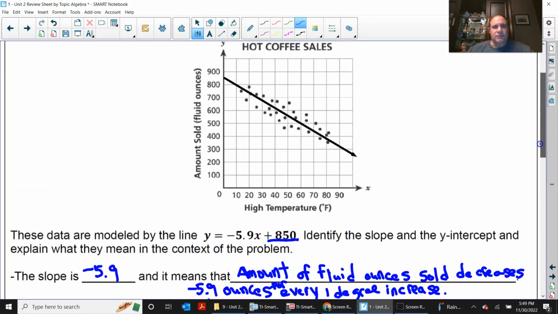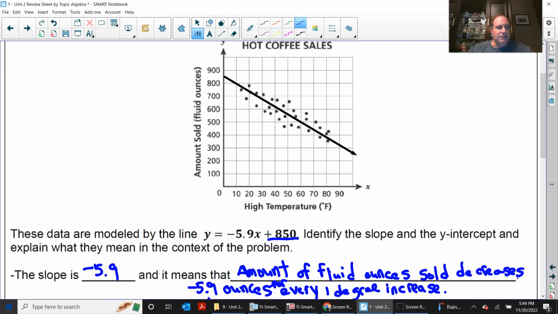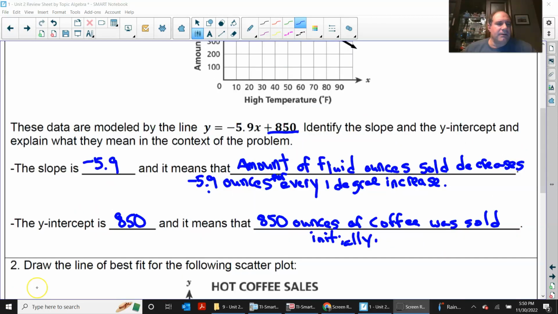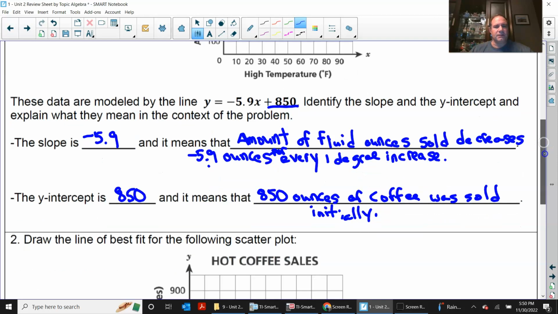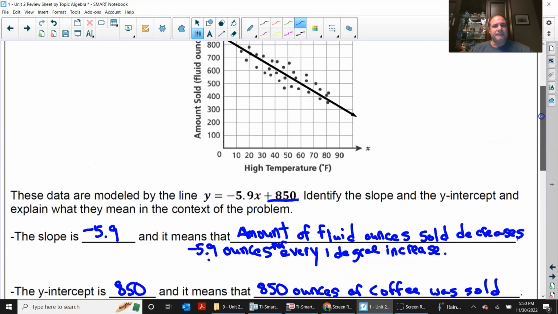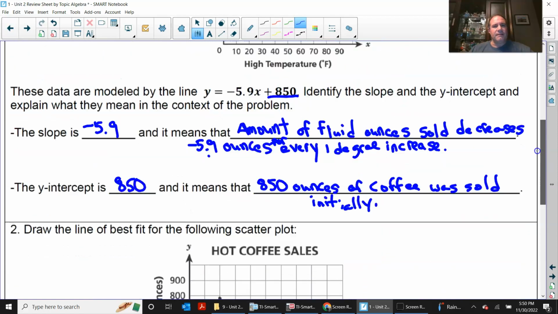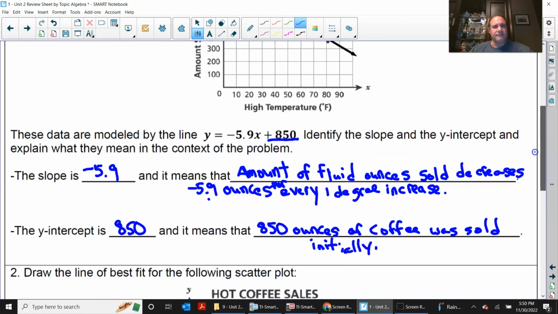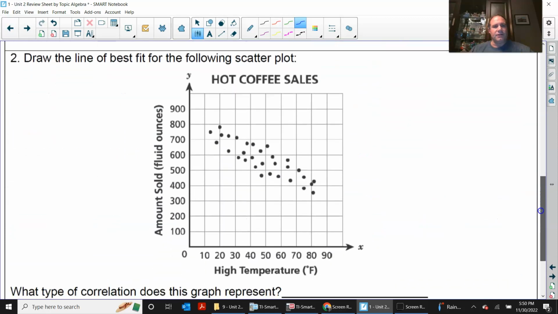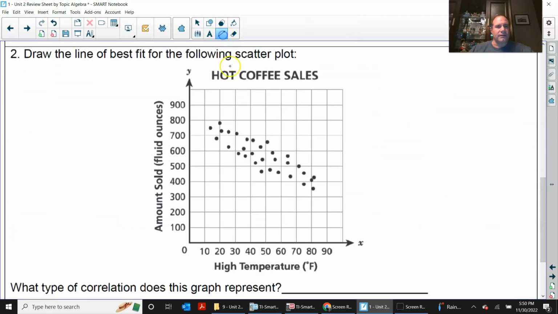So starting that initial rate, we go 850, which means that 850 ounces of coffee was sold initially. It's the initial starting amount, not the initial fee, but the starting amount. All right. So draw a line of best fit. Oh, wow, it's the same graph. All right, and we're going to draw that initial trend line.